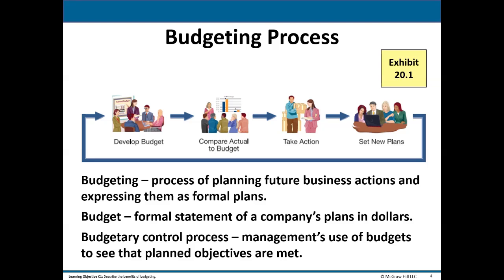The budgetary control process involves 4 steps. First, develop the budget from your planned objectives. Second, compare actual results to budgeted amounts and analyze the differences. Third, take corrective action and strategic actions. And fourth, establish your new objectives and a new budget. So that's kind of your whole cycle for the budgeting process.